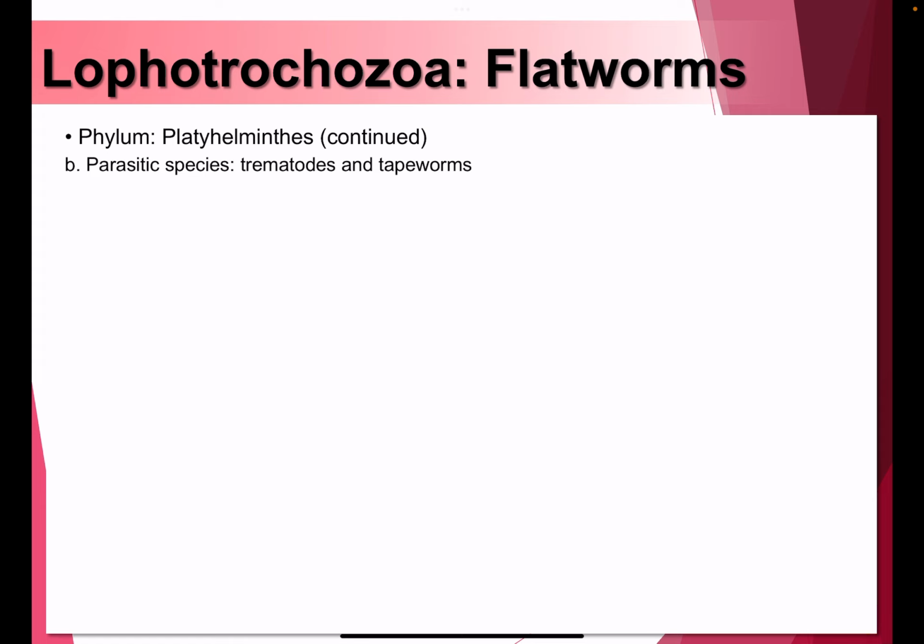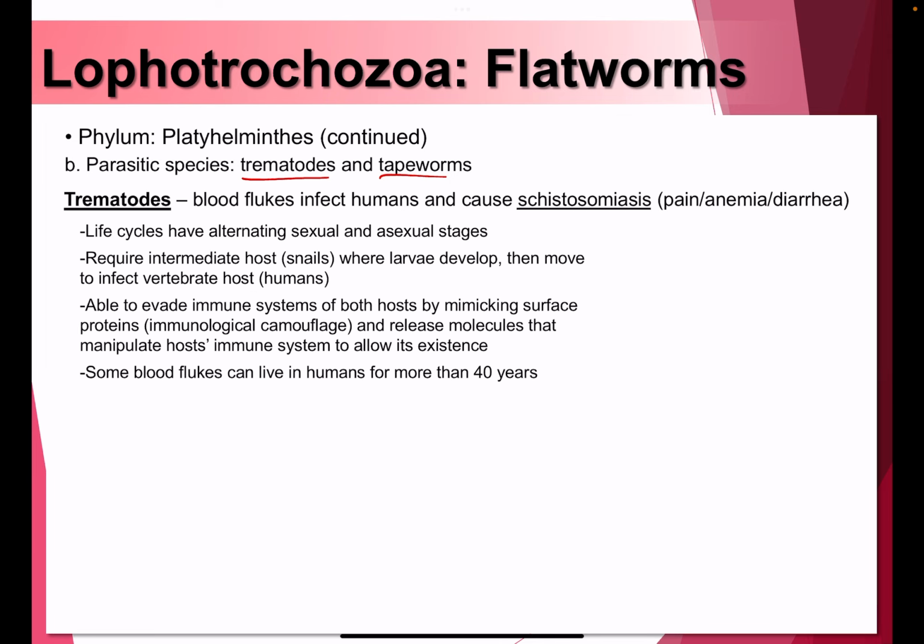All right, so the second group of platyhelminths is the parasitic species, which include your trematodes and tapeworms. A lot of you are probably more familiar with tapeworms because you have heard of them before. People always tell you, be careful, don't eat that raw meat because it can have tapeworms in it, especially pork. We'll get to that when we talk about the details of the tapeworm. So let's talk about trematodes first.